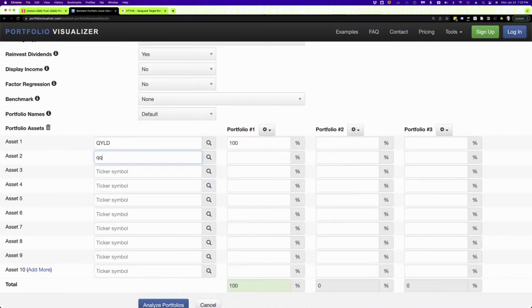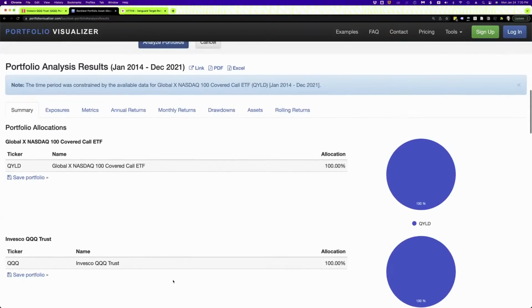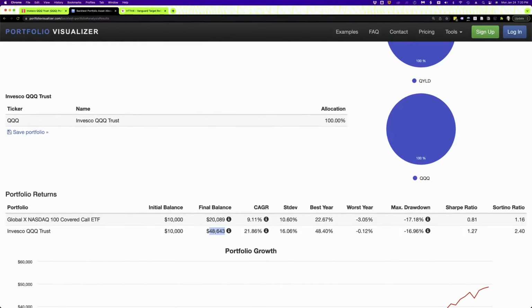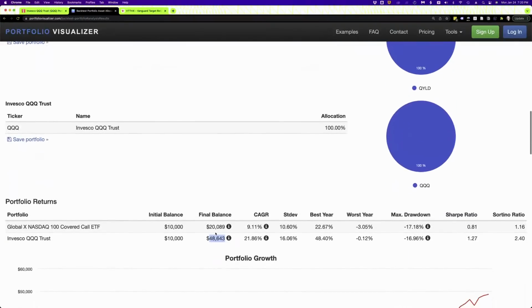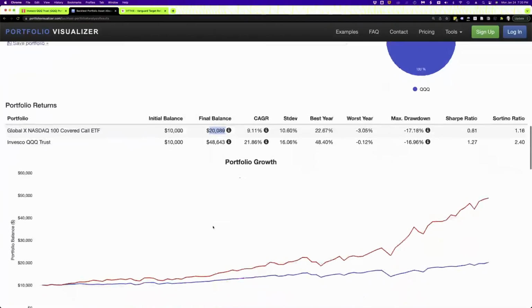So if we look at this, of course, I don't know. I may do this and maybe the QYLD crushes the QQQ, and in certain markets, it might actually, but it didn't. You can see here over this period. Again, this is just 7 years, so I get that. You did more than, look at that, 48,000 versus 20.